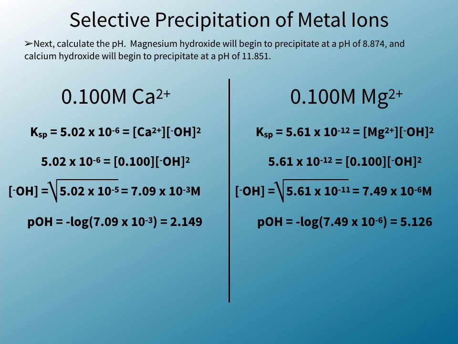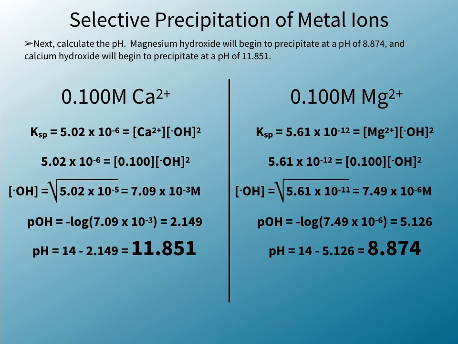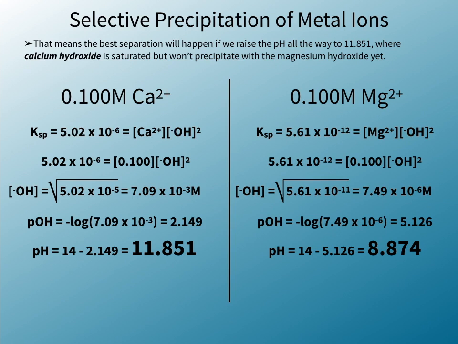Magnesium hydroxide will begin to precipitate at a pH of 8.874, and calcium hydroxide will begin to precipitate at a pH of 11.851. That means the best separation will happen if we raise the pH all the way to 11.851, where calcium hydroxide is saturated but won't precipitate with the magnesium hydroxide yet.